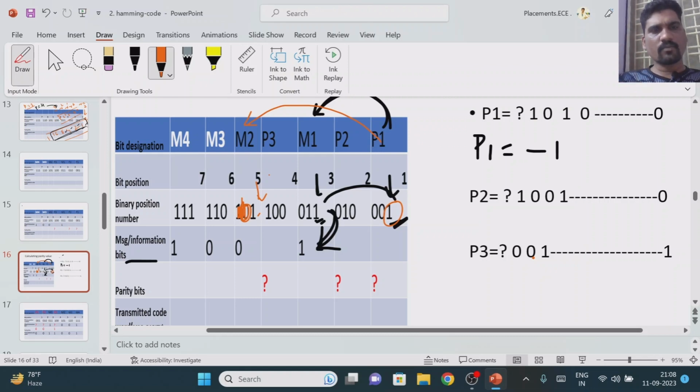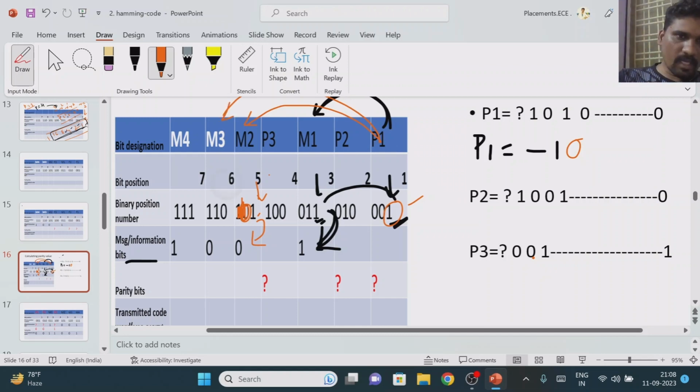If it is not matching, what we have to do? We just skip, and we go to compare with the next message bit value. So here also both positions are matching. So what is that message bit value? 0 is the message bit value, right? So the comparison with M2 is also completed. Now what will we do? We will compare with M3. P1 should be compared with M3.